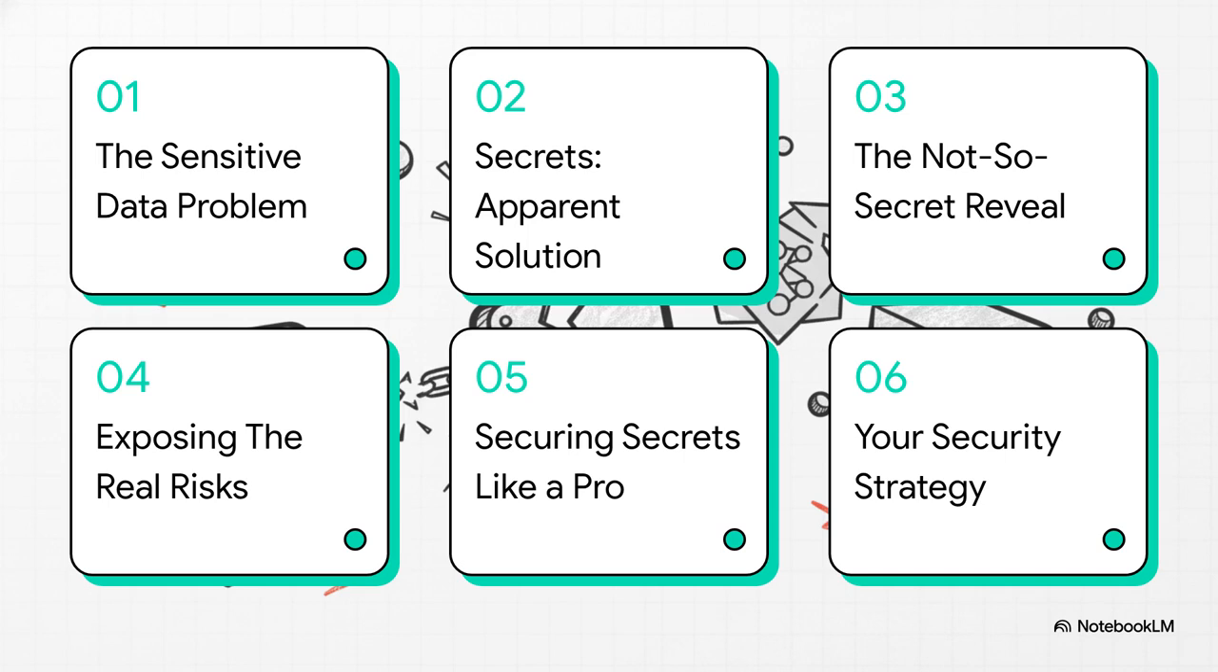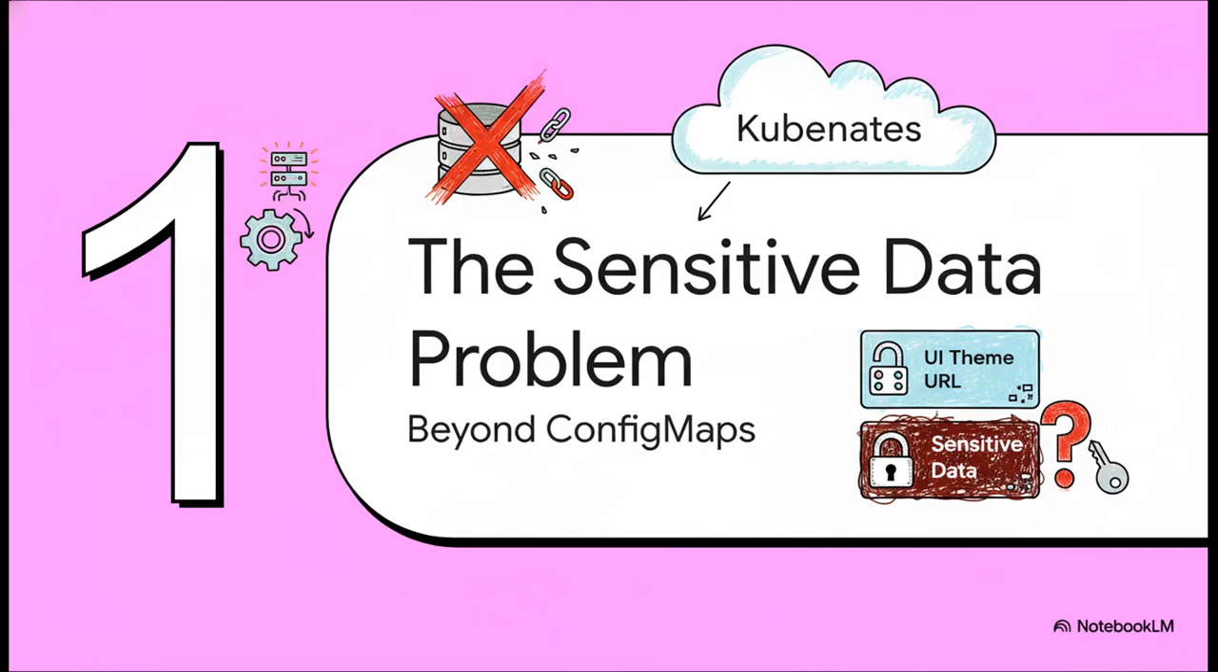We'll kick things off with the problem itself, then look at the solution Kubernetes seems to hand us on a silver platter. After that, we're going to peel back the curtain and see what's really going on. Then we'll get into the real-world risks and, most importantly, walk through the pro-level strategies to actually lock your sensitive data down for good.